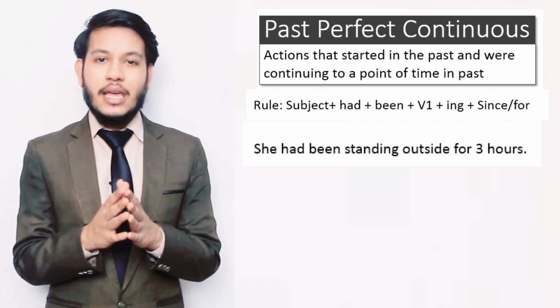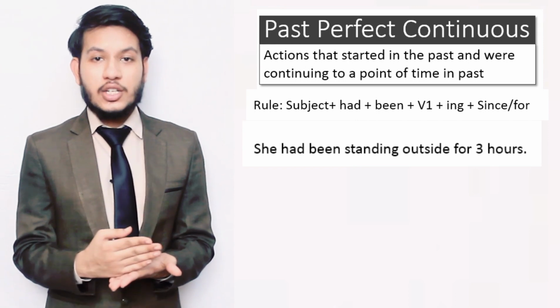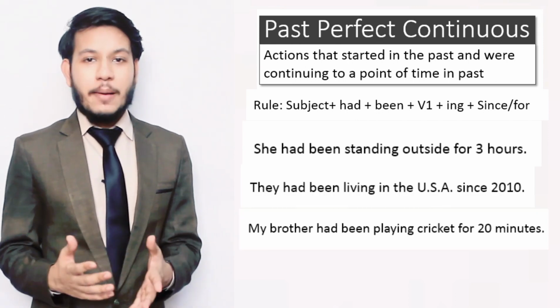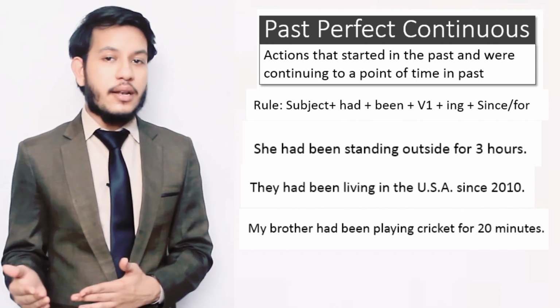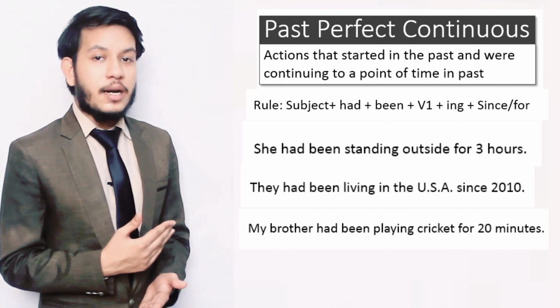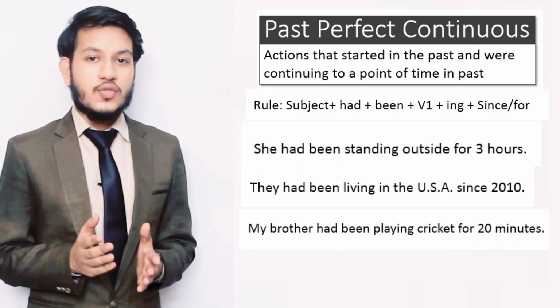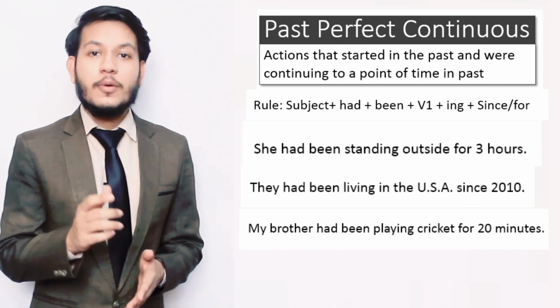इसका मतलब ये है कि ये action past में start हुआ और 3 घंटे तक चला, यानी 3 घंटे तक इस action ने continue किया. Next examples. They had been living in the USA since 2010. And my brother had been playing cricket for 20 minutes. Both of these actions were continuing in past that started at a particular point in past.